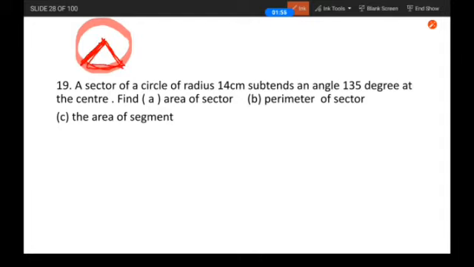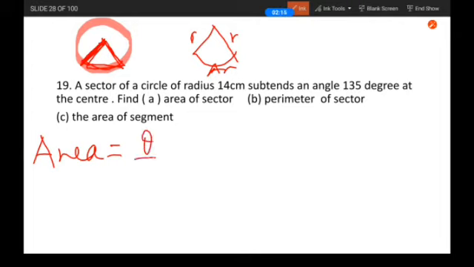A sector is like a cone, but not a solid shape like a cone. So this is a sector, radius, then an arc. Now look at the question. They said calculate what? The area of a sector. Before now, you should have memorized the formula for area of a sector, which is theta over 360 times pi r squared. That is a formula.